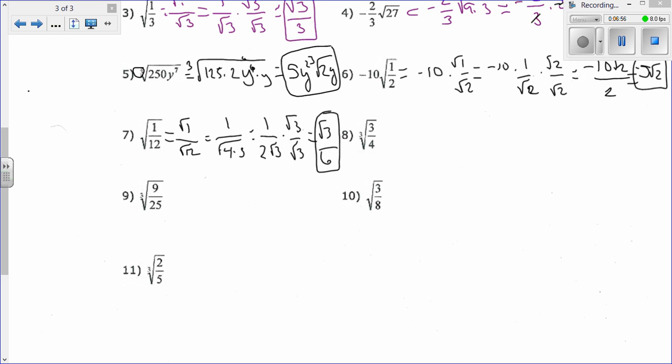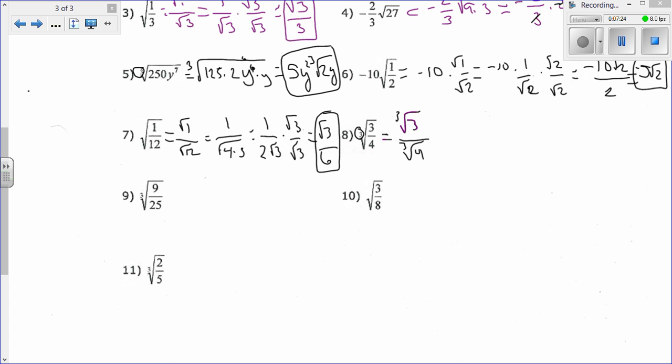Number 8 is a little bit different because I have a cube root. And I need to simplify, and I will take the cube root of 3 over the cube root of 4. And neither one of those is a perfect cube, so I can't simplify them any more than I have. However, I cannot leave a radical in the denominator.